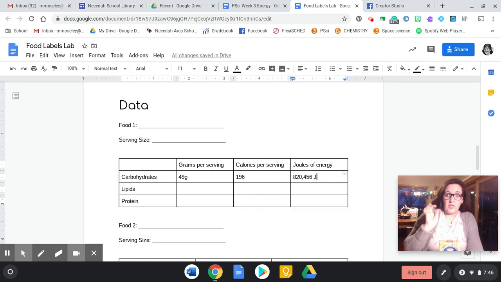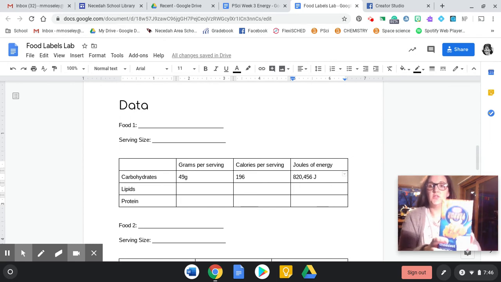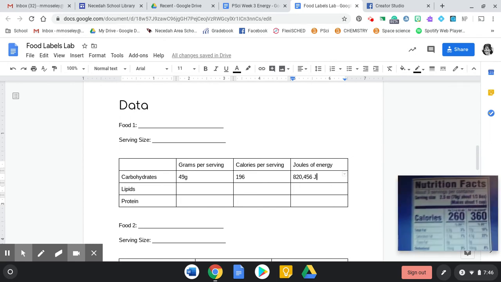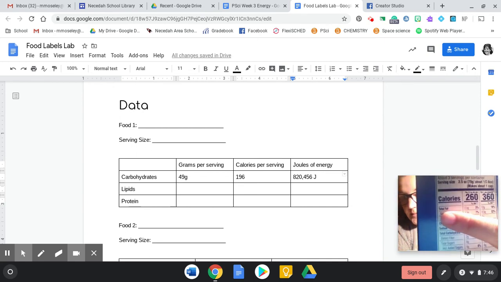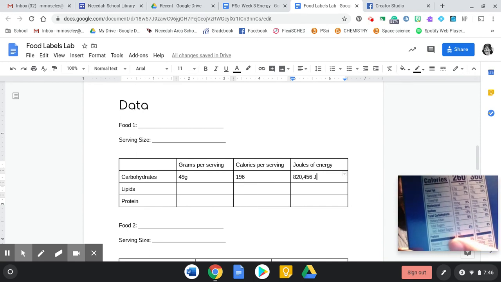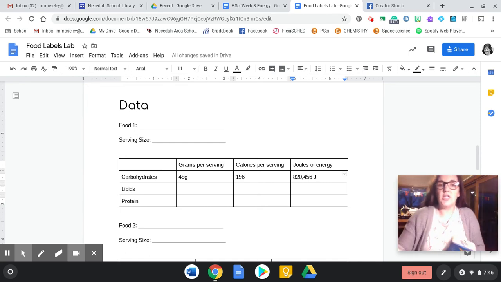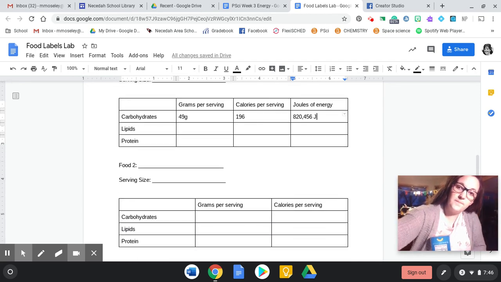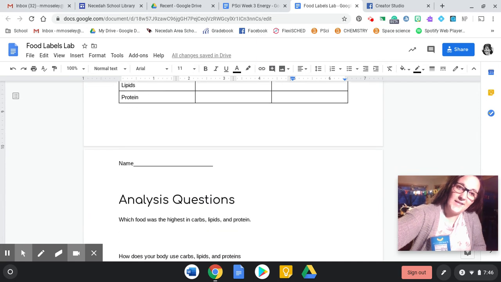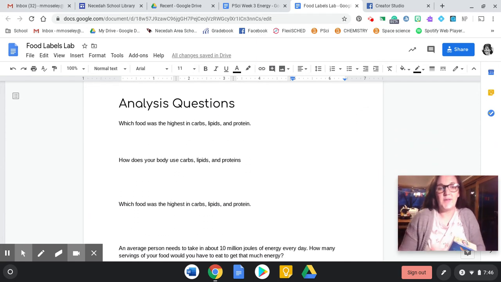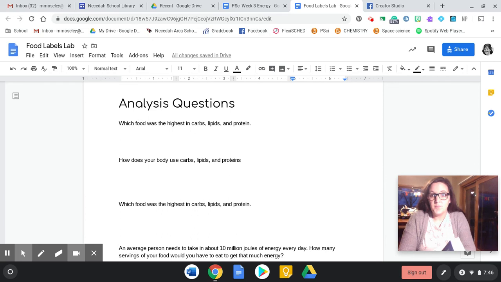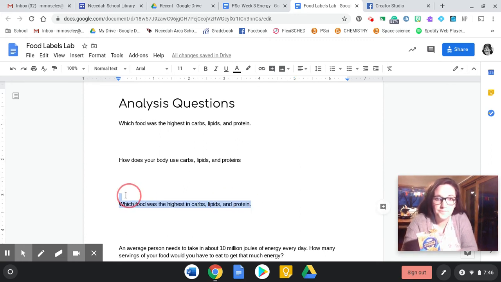So I'm going to then look at, okay, it has that many carbohydrates, how many lipids or fats. So if I'm looking for fats, I'm going to look at that total fat amount. And then protein is just protein on the label. So I'm going to look at those 3 things for 3 different foods and then use my data to answer these questions. So basically, which foods are highest in those things? And then how does my body use carbohydrates, proteins, and lipids? I have the same question in here twice. I'll get rid of one.